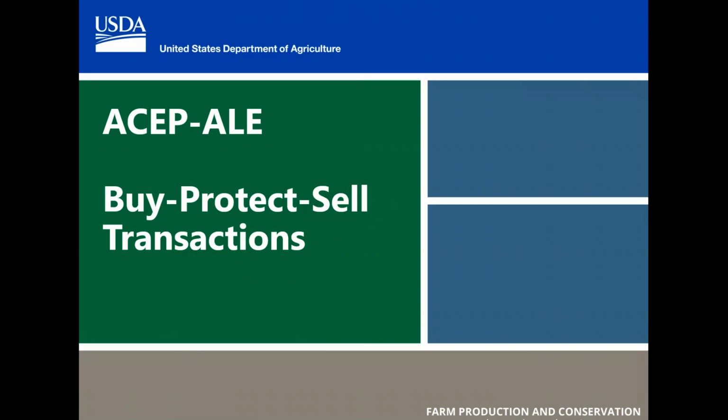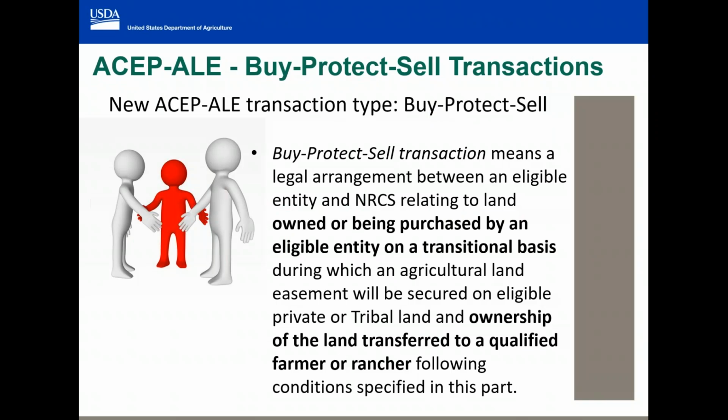But this is part of the additional guidance that will be published in the coming weeks through both the policy manual for ACEP, as well as the fiscal year 20 guidance that will be specific to buy, protect, sell transactions. So there will be more published material coming, and additional training will be provided as well. But to give you just a quick overview in the meantime, as I'm sure many of you know, the 2018 Farm Bill included a new transaction type that can occur under ALE. These are called buy, protect, sell transactions.